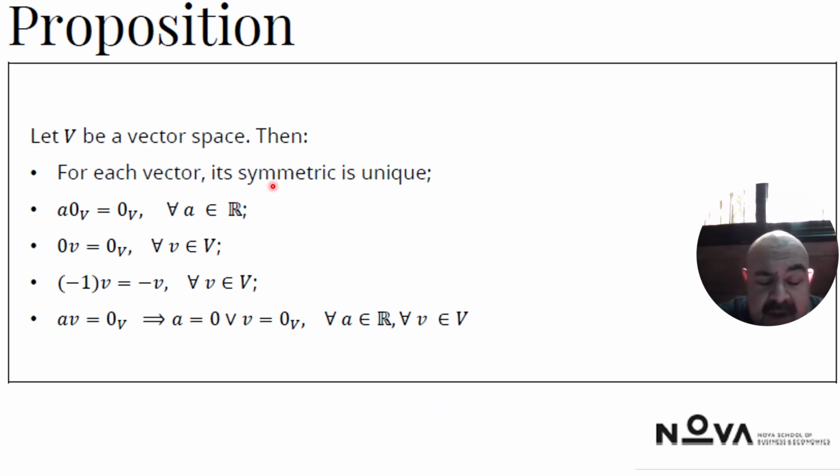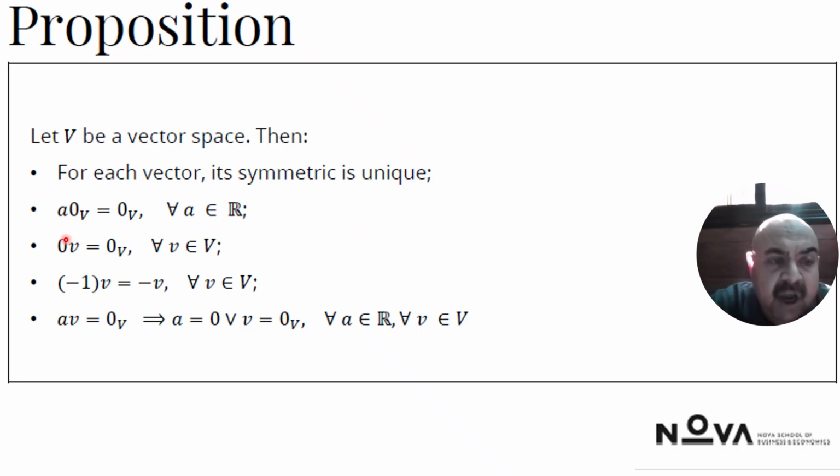Each vector's symmetric is unique, which means for any vector that belongs to this vector space, its symmetric, meaning the negative or opposite values of those numbers, already exists in this vector space. So for each vector, its symmetric already exists, and is unique. So you don't find more than one, and it makes sense.